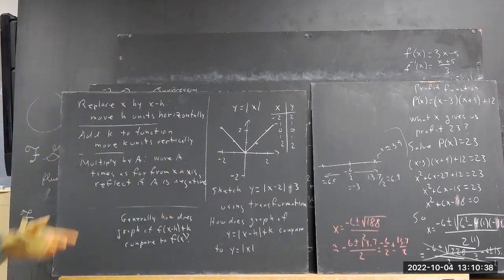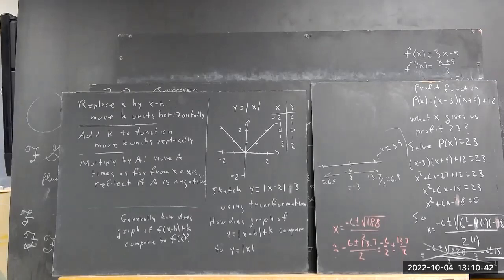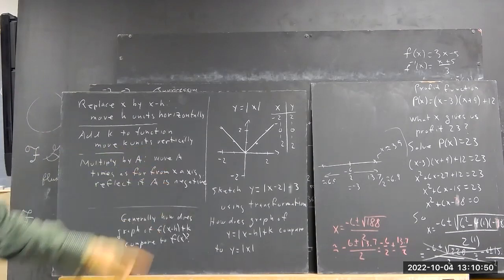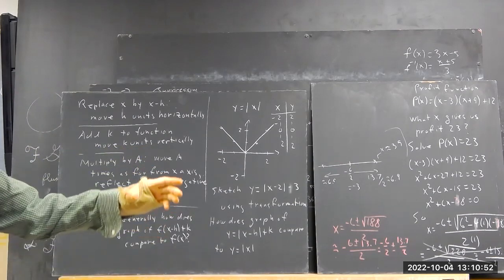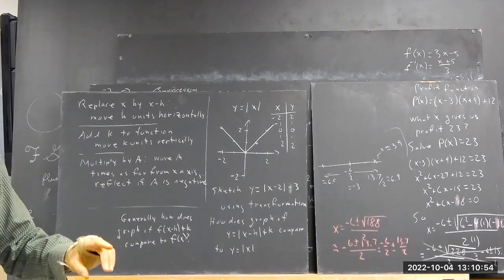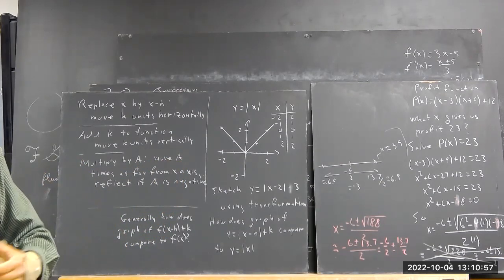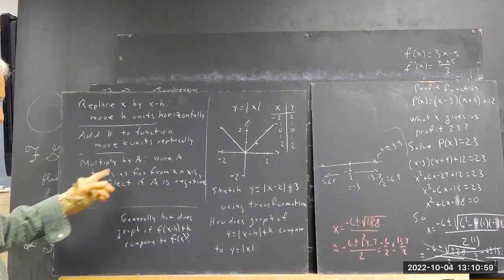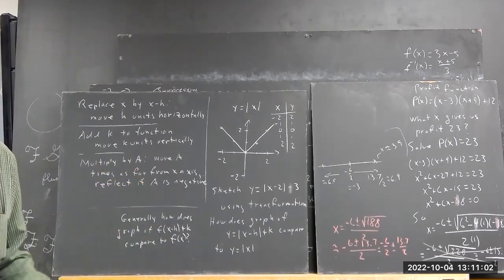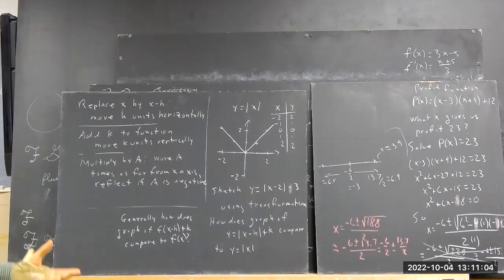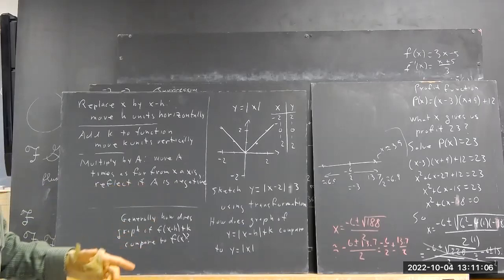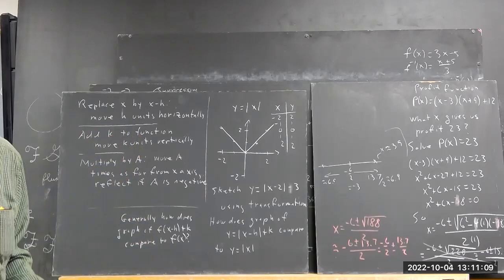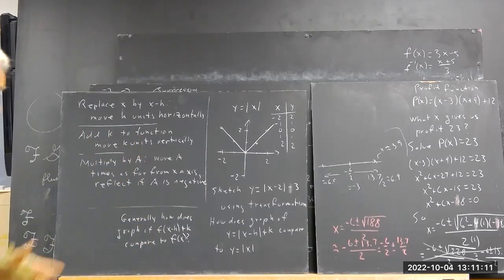Okay, there's a quick synopsis. If you replace x by x minus h, you move h units horizontally. You add k, you move k units vertically. You multiply by a, you move a times as far from the x-axis. Of course, that means if a is less than one, you actually end up moving closer to the x-axis. And it's a little clumsy to say that, but you should have the idea because you did it for homework, okay? And you also reflect if the a is negative. That means you flip it on the other side of the x-axis. Those are your rules.